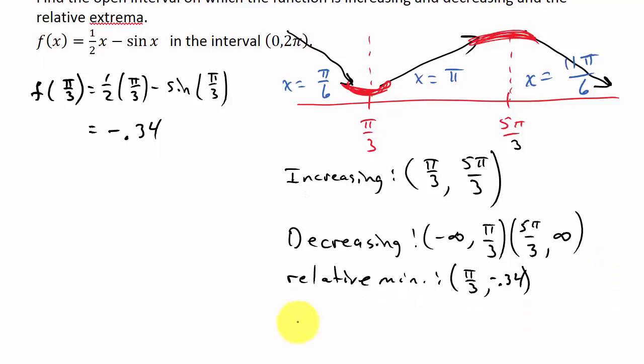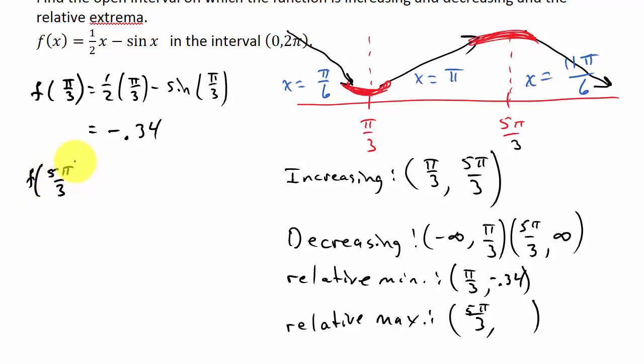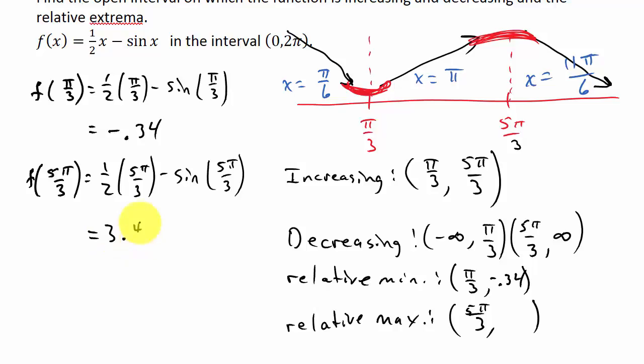And then we have a relative maximum at 5 pi over 3. And then I need to find the y value. So I take the 5 pi over 3 and plug it back into the function. So f of 5 pi over 3 is 1/2 times 5 pi over 3 minus the sine of 5 pi over 3. And we'll punch this into our calculator. And that gives us 3.48. And now we found where it's increasing, decreasing, and our relative max and mins.